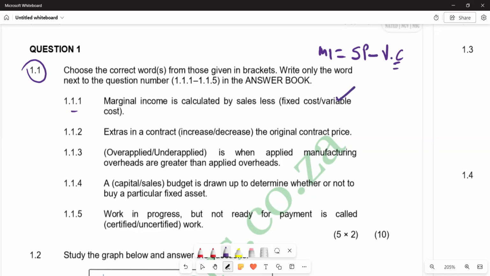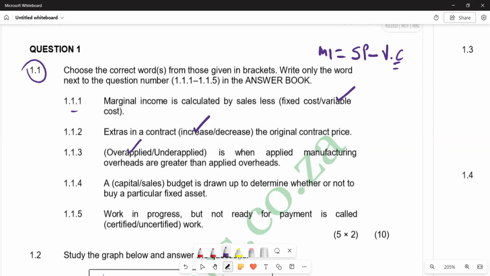Then 1.1.2, extras in a contract dash the original contract price. We know that it increased, so we have got increase as our correct answer. Then 1.1.3, over applied or under applied is when applied manufacturing overheads are greater than applied overheads. And we know that when we have such a scenario, it will be over applied. So over applied is our answer on 1.1.3.